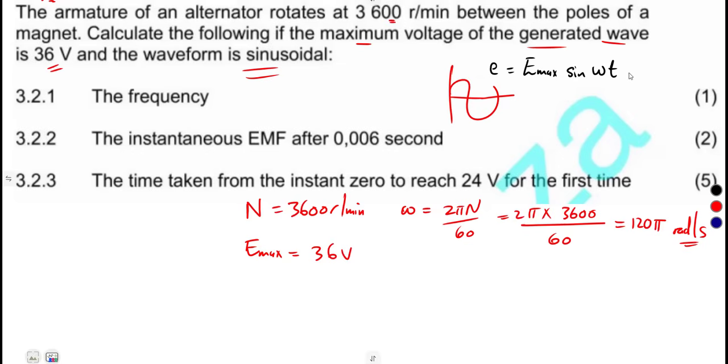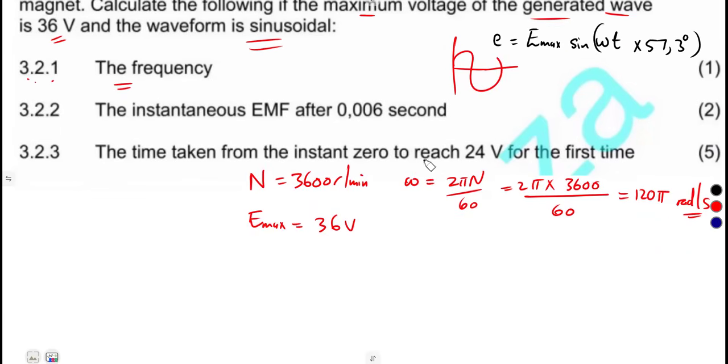So to convert to degrees, you multiply by 57.3 degrees, all right? So that's basically a sine wave from a sinusoidal that you're given. 3.2.1, calculate the frequency. Frequency can be calculated since omega is there, the angular velocity that you are given. We can calculate frequency from there as omega is equal to 2 pi f.